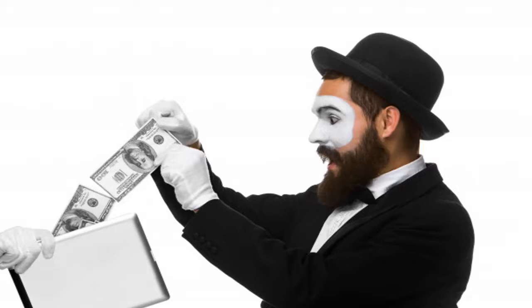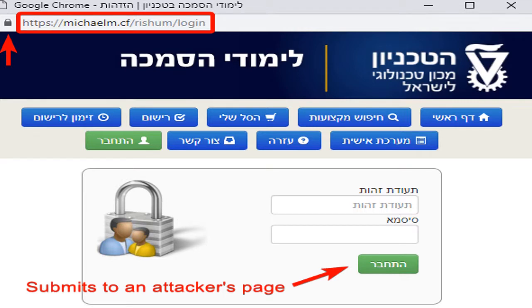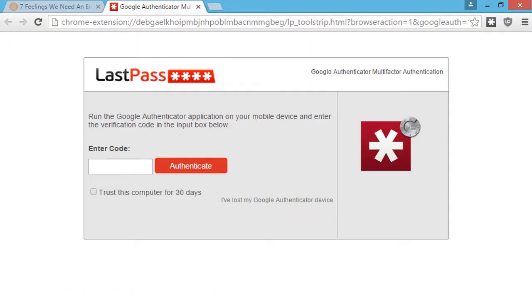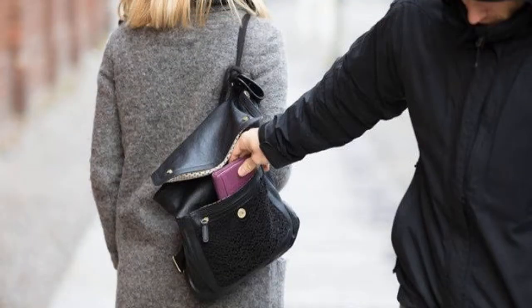The next type is pixel perfect phishing. This type of phishing occurs when websites provide access to platforms to reveal the passwords and other important information of people who log in. So this kind of phishing is also like an imitated site, a fake site. They make it look as if the site is a Google site or it's a YouTube site, but meanwhile it's not a real YouTube site, and they will request you to log in. When you put in your credentials, they will take your credentials and use it to log into your real account to steal your money, or probably to even change your documents or anything, or they can even use it against you.